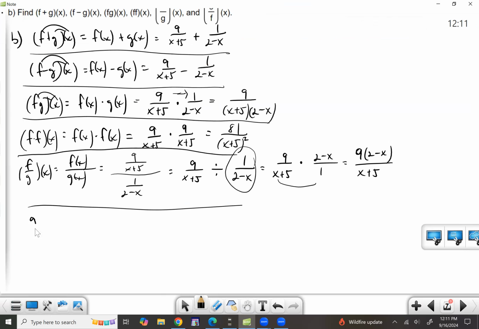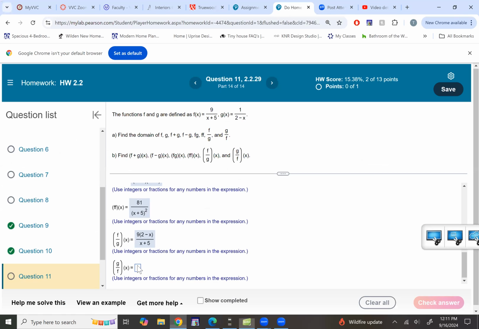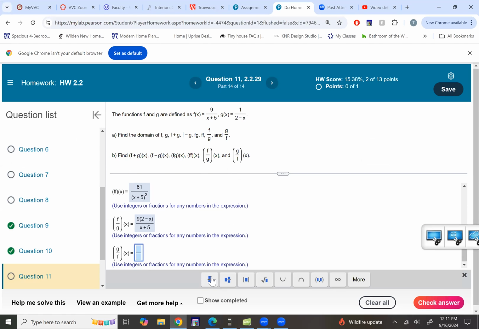All right, so now it's going to be g over f. Well, we said just flip it. So I'm just going to flip the last answer we got. So x plus 5 is on top of 9 parentheses 2 minus x. Done. So let's go put that in. Don't think too hard on that one, right? You're just going to be flipping the previous answer. Watch, I get it wrong now.